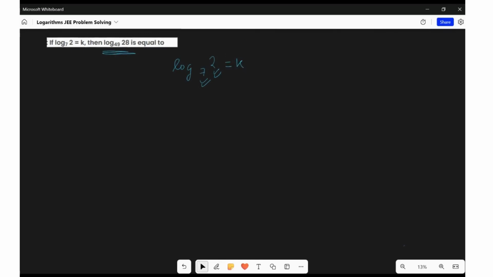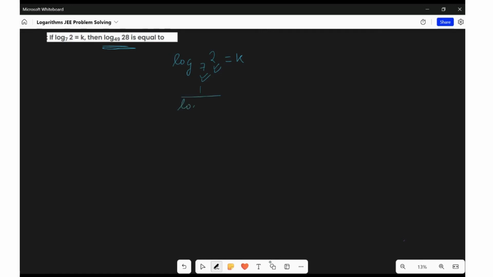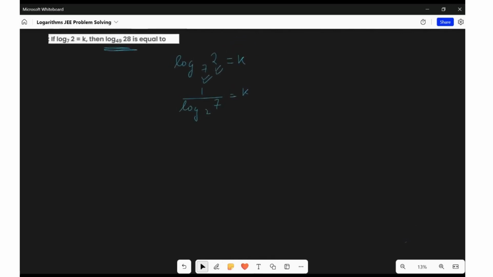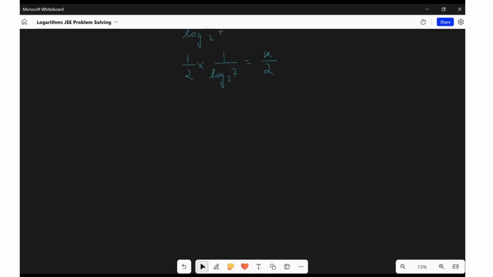Now to make its base 49, we need to square this base. So for that we'll take the reciprocal. We can write this as 1 by log 7 base 2, using the property of log which I told you in the previous video. Now we can multiply by half on both the sides. So half into 1 by log 7 base 2 is equal to k by 2, right? Now 1 by log 7 square base 2 is k by 2. Now we can write this as log 2 base 49 is equal to k by 2.